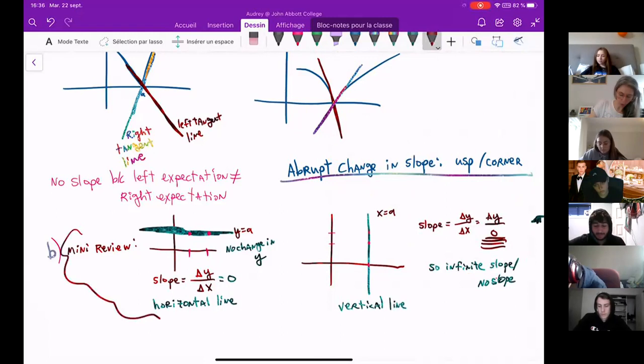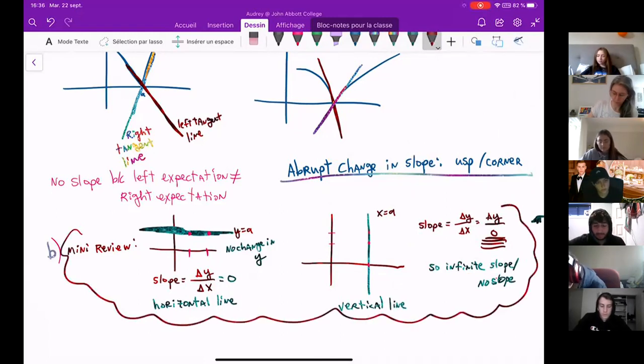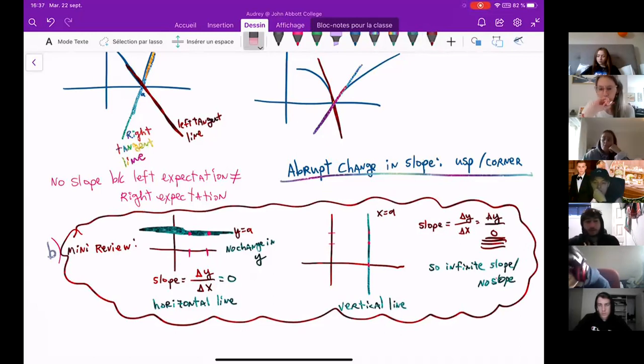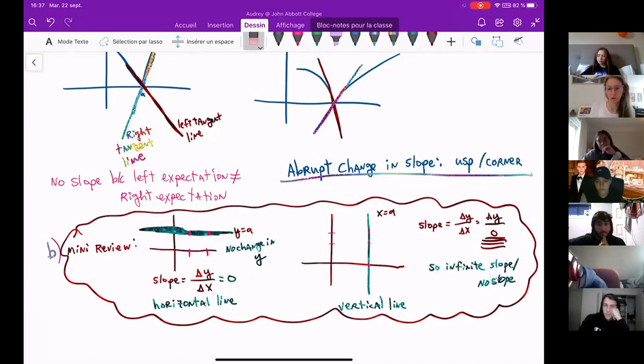Okay, mini review over. Are there questions about horizontal or vertical lines and their slopes before we use them to talk about derivatives? Wouldn't the vertical line not be considered a function because it doesn't pass the vertical line check? Definitely, it's not a function. But we're gonna see how something like this could still show up in a function to cause a problem.